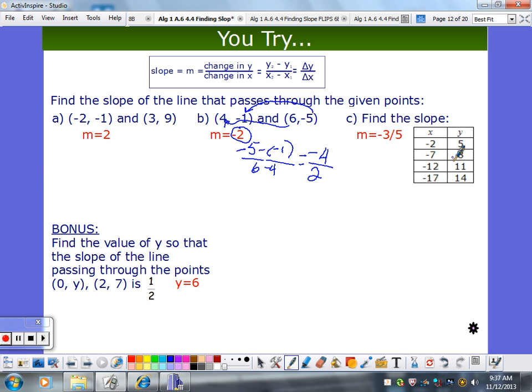How's that? And you know, once they're in the table, look at this. They're right one on top of the other. 8 minus 5 is 3. -7 minus -2. So that's -7 plus 2.